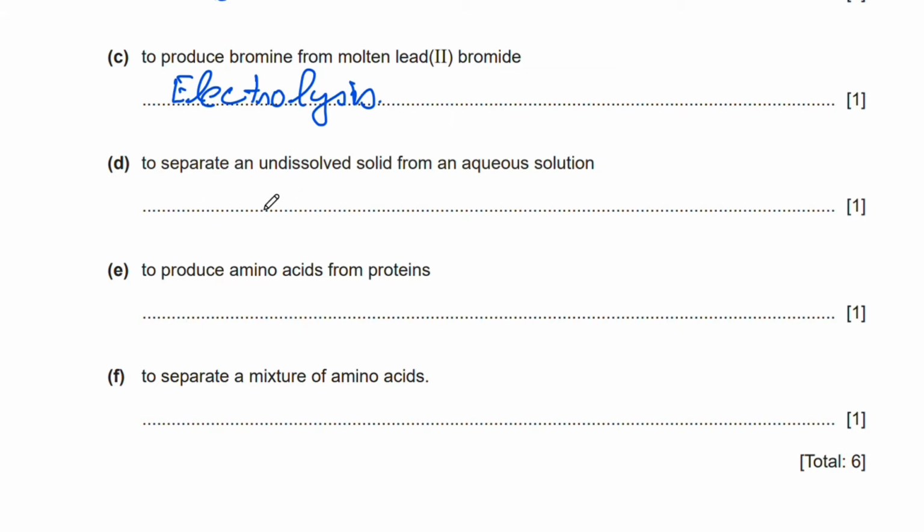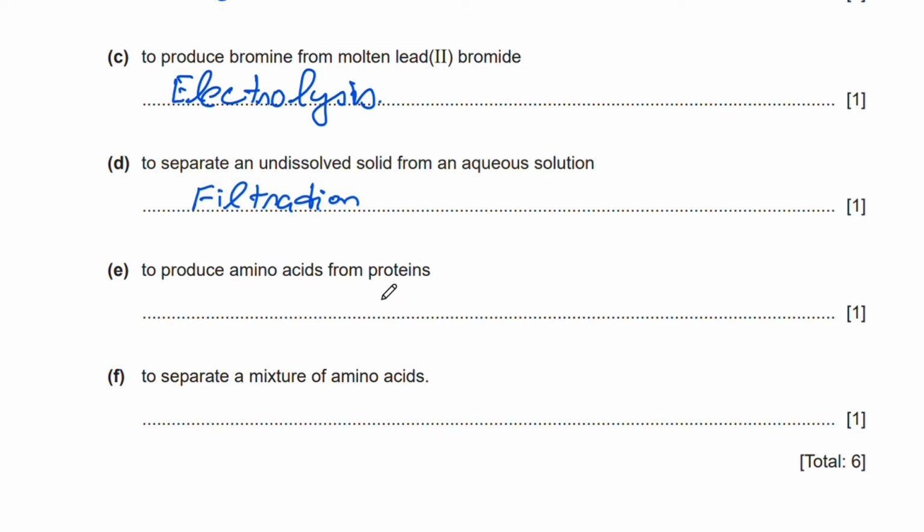To separate an undissolved solid from an aqueous solution. Now, undissolved solid can be separated from the aqueous solution by what we will do: we will filter it. So for this we write filtration. Now to produce amino acids from proteins.